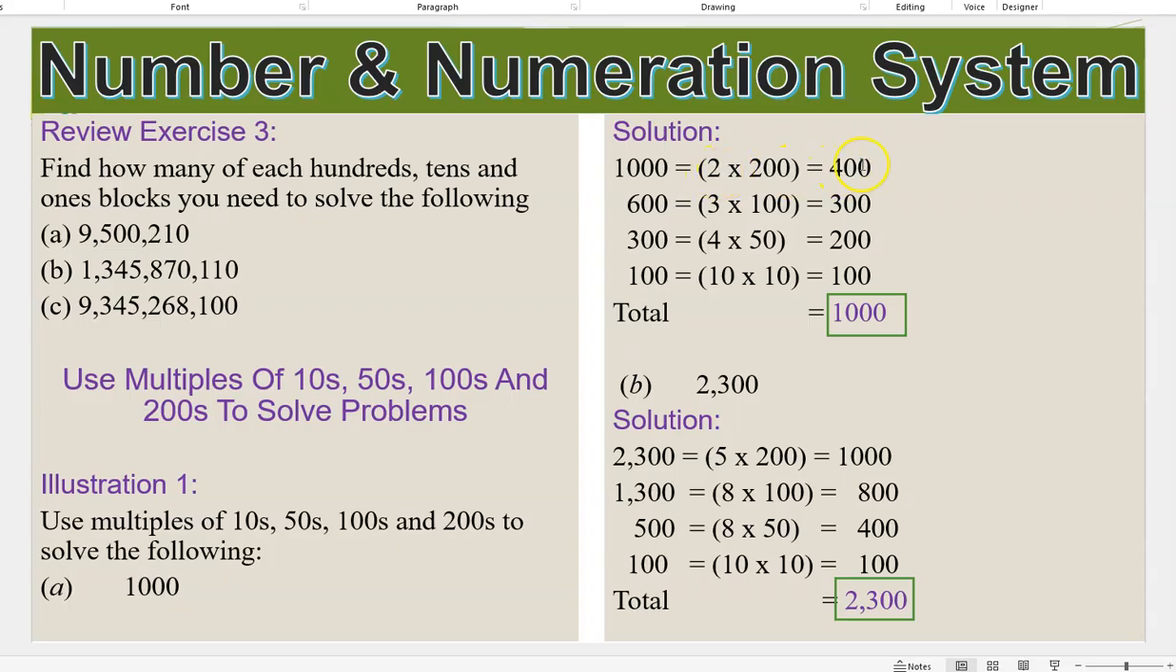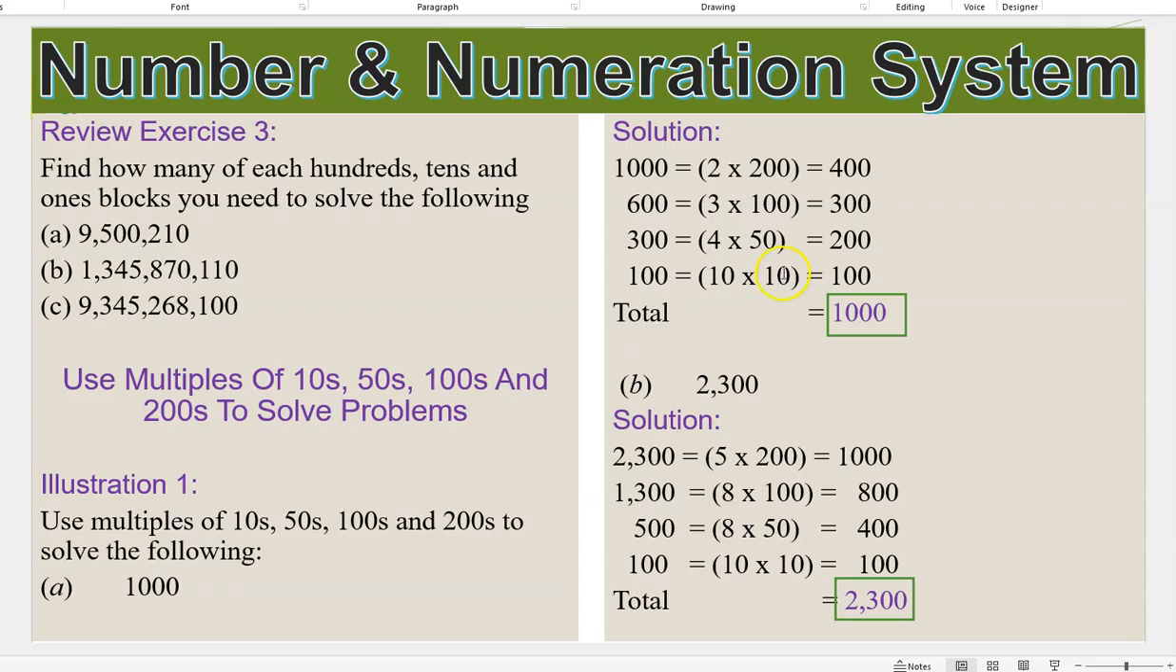That will be 400. And then when we subtract 400 from 1,000, we get 600. How many hundreds do we need? We need 3. So when we multiply 3 by 100, we get 300. 300 subtracted from 600, we get 300. How many 50s do we need? We need 4. 4 by 50 gives us 200. And then when we subtract 200 from 300, that gives us 100.